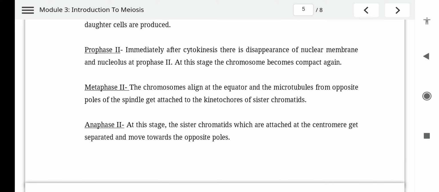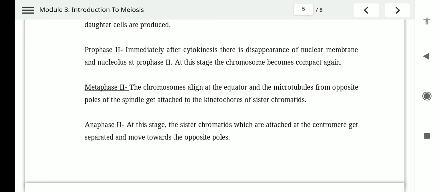So let's do prophase 2. What happens? Immediately after cytokinesis, the nuclear membrane disappears and the nucleolus disappears. At this stage, the chromosomes become compact again. So in prophase, the nuclear membrane disappears, the nucleolus again disappears, and the formation of spindle fibers begins. All these things occur in prophase 2.